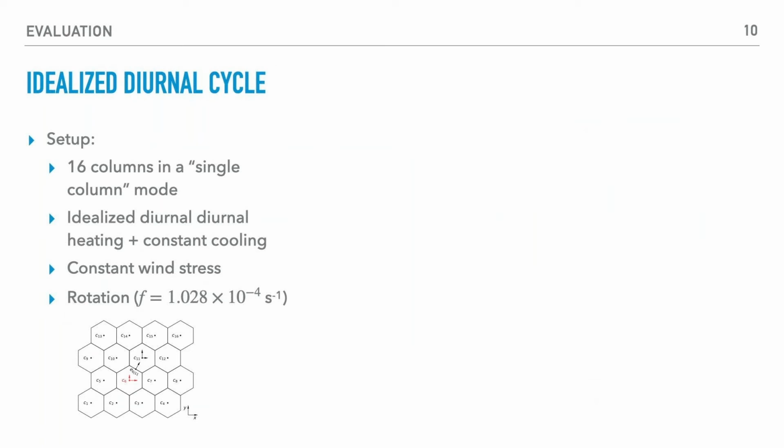The first one is an idealized diurnal cycle. This is basically a single column simulation, but in MPAS-Ocean, single column means we have to use 16 columns, like shown in this diagram. So this is an idealized diurnal heating plus constant cooling. If you integrate the heating over a diurnal cycle, it goes to 0. And then we have constant wind stress and rotation.